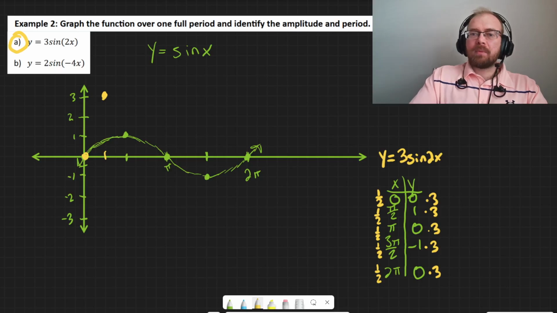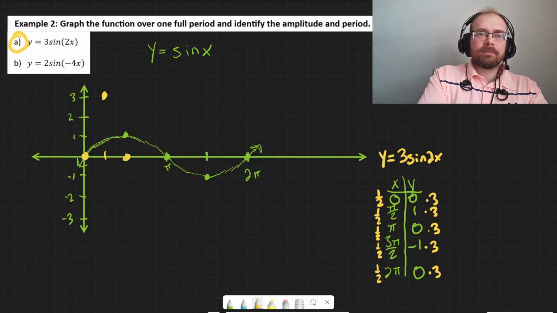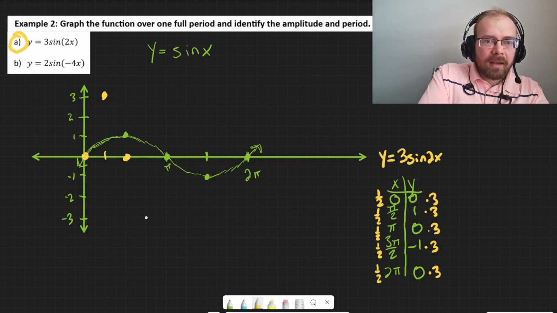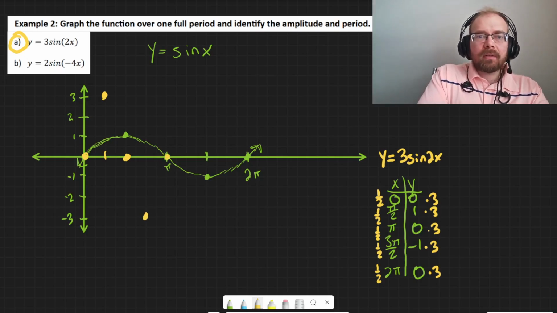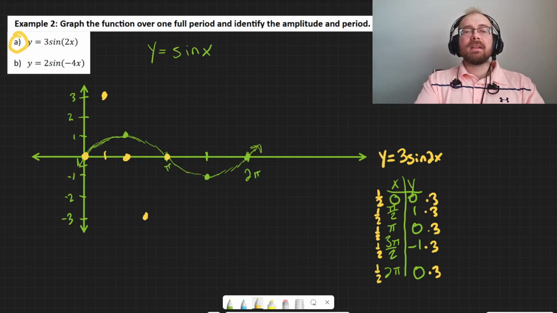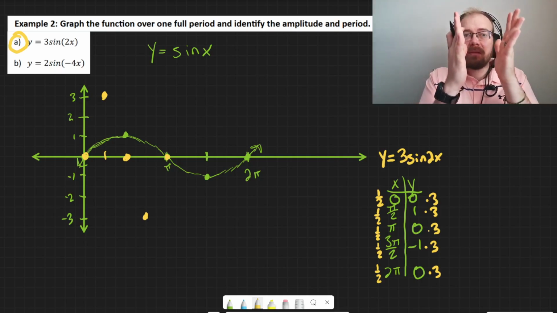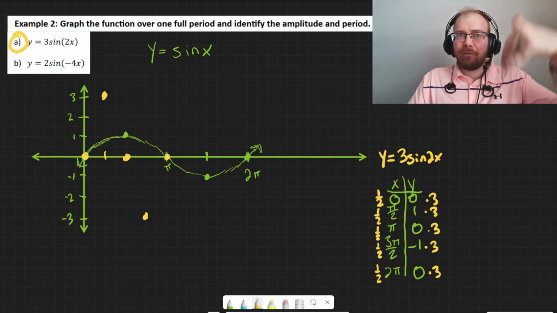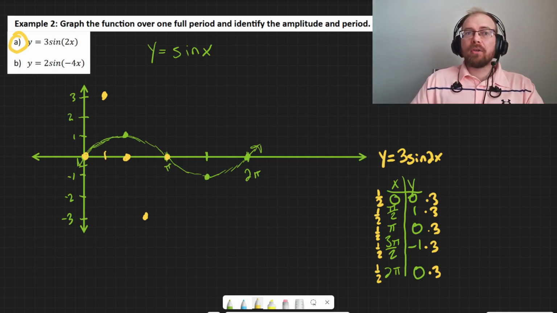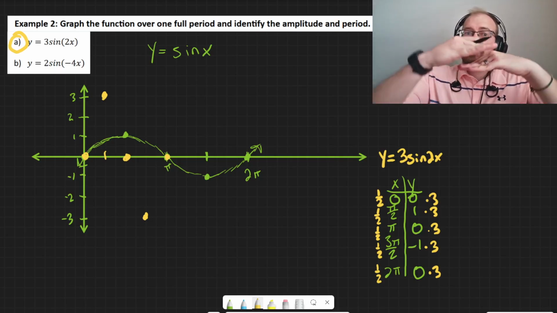So my next y value is going to be 0, so that's going to be right here. And then my next y value is going to be -3, so it's going to be way down here. And then my next value is back to 0. So notice that the period got halved. So 2x means I'm halving my period. It was actually a horizontal shrink. And then the 3 in front of the sine was a vertical stretch.